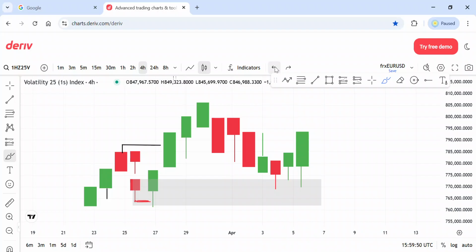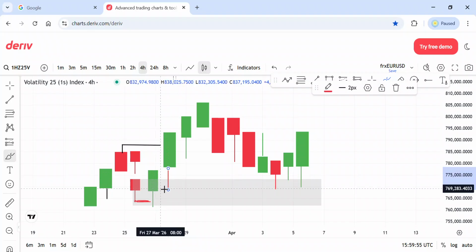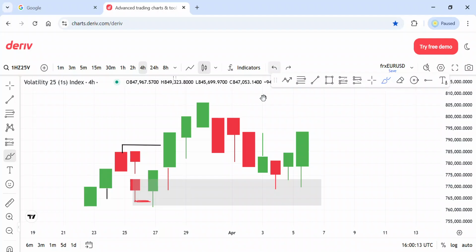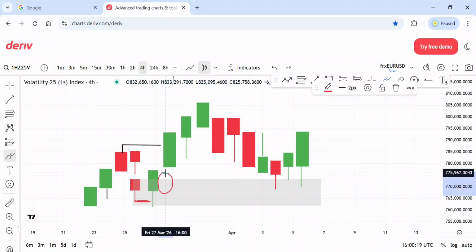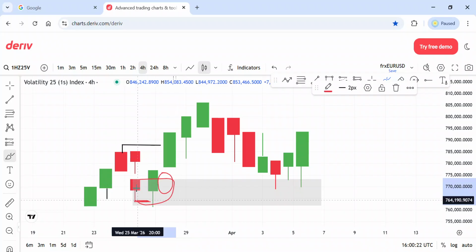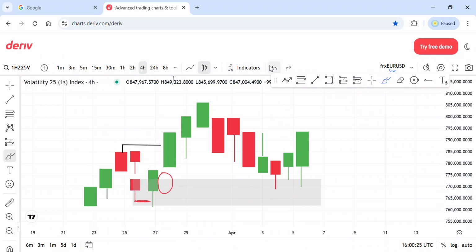Then after that, it must be unmitigated. As you can see, we didn't see any wick mitigating this fair value gap. I don't mean we see something like this, a wick mitigating this fair value gap. That would mean this fair value gap has been mitigated, so that order block is no longer valid. But because there is no wick mitigating this fair value gap, imbalance, inefficiency, whatever you call it, that means this order block right here is valid. That is just the meaning. Don't forget, the first one is price sweeping liquidity, taking out liquidity. The second one is inefficiency.